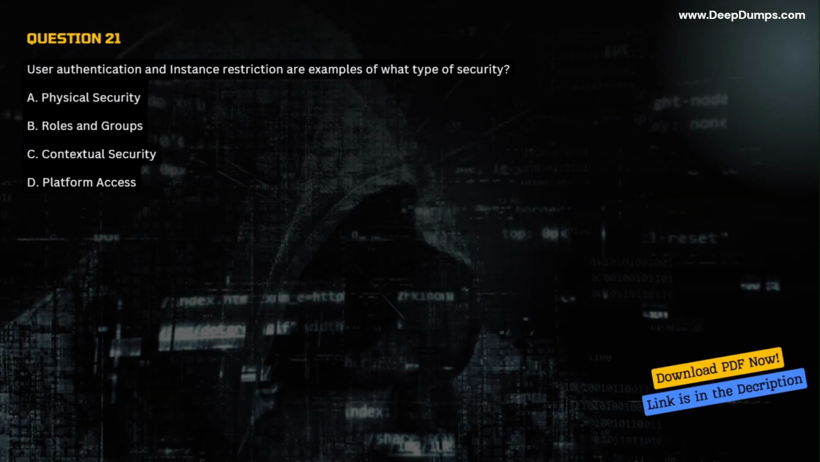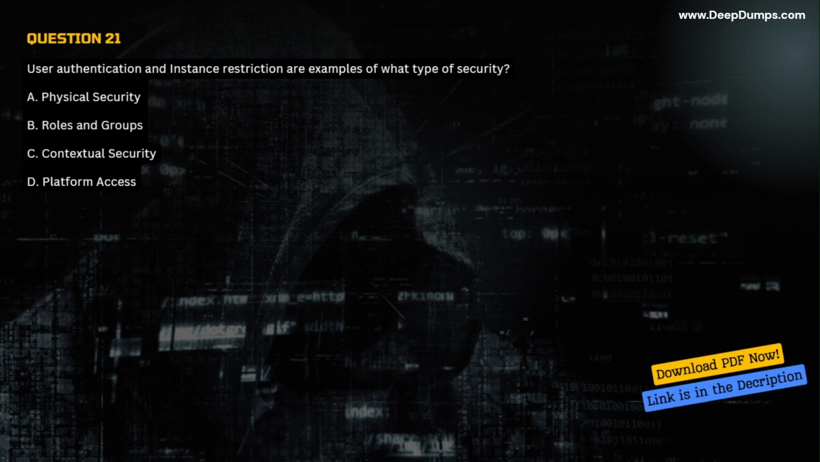Question 21. User authentication and instance restriction are examples of what type of security? A. Physical security. B. Roles and groups. C. Contextual security. D. Platform access.